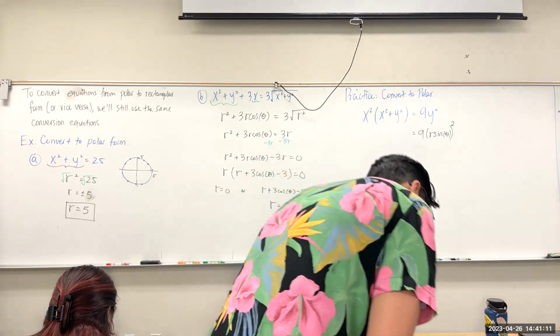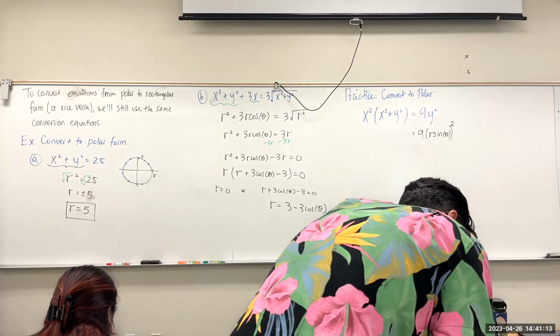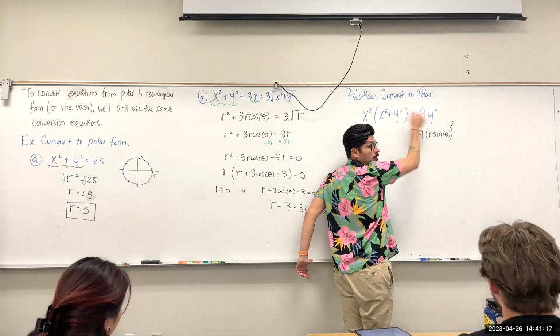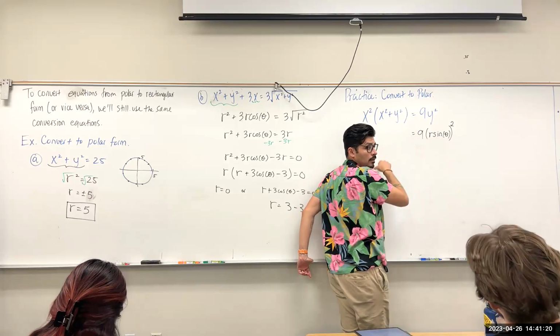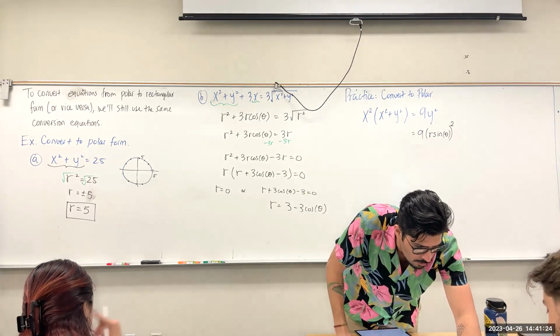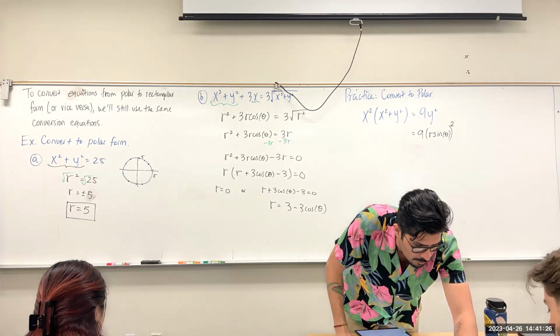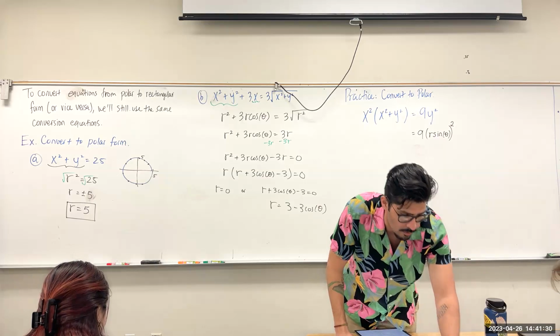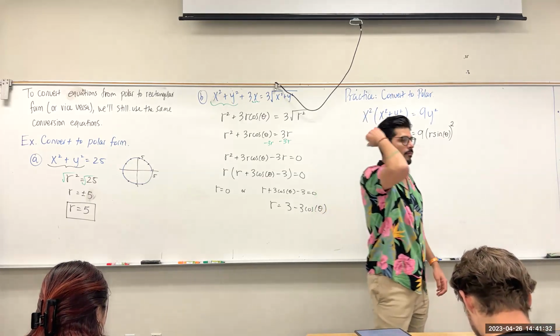Yeah, like here, right? If I wanted to move the 9y squared to this side, I would just subtract it. Oh, so it's kind of like that. Also here when you square r, both of those should be r squared. You got it?